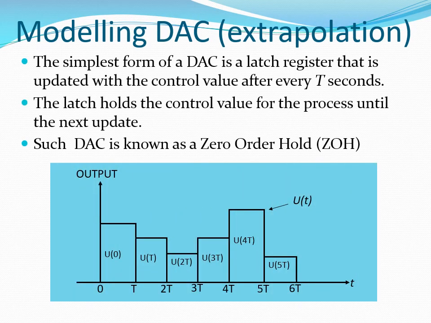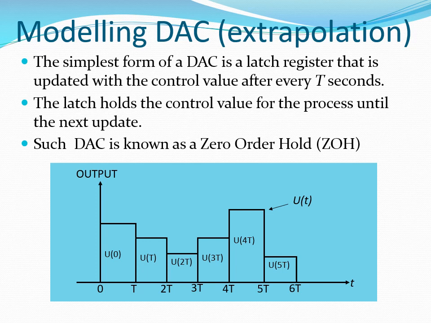Let us now look at the modeling of a DAC. We also call it extrapolation. The simplest form of a DAC is a latch register. The latch register is updated with the control value once every T seconds. Once a control value is written to the latch register, it is held in there until the next update.